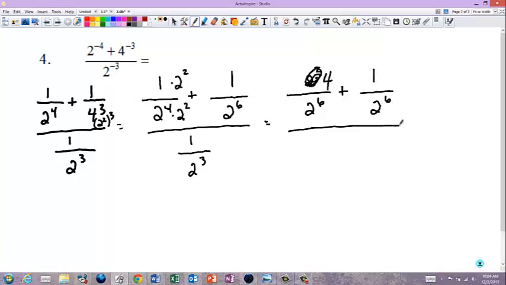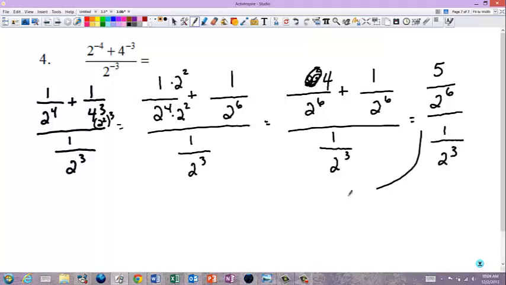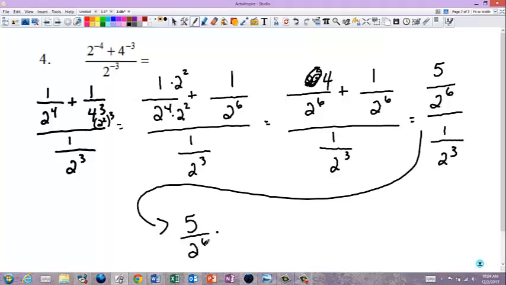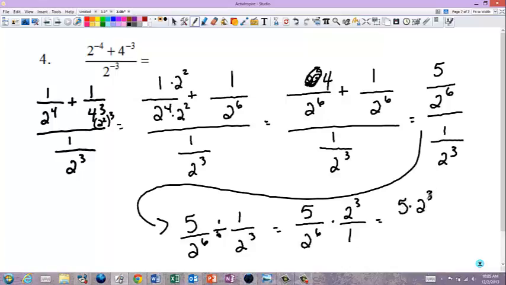And then over 1 over 2 to the 3rd. So that's really 5 over 2 to the 6th over 1 over 2 to the 3rd. Loop it around. So that's 5 over 2 to the 6th divided by 1 over 2 to the 3rd, which is 5 over 2 to the 6th times 2 to the 3rd over 1, which is 5 times 2 to the 3rd over 2 to the 6th. I can simplify that, which is 5 over 2 to the 3rd, which is 5/8.